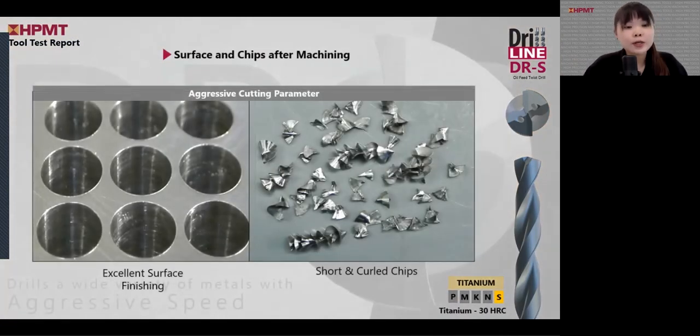All right, so here we have the surface and the chips formation for your reference as well. In terms of the surface finishing, our cutting tool is still able to provide an excellent surface finish, while keeping a short and curved chips.